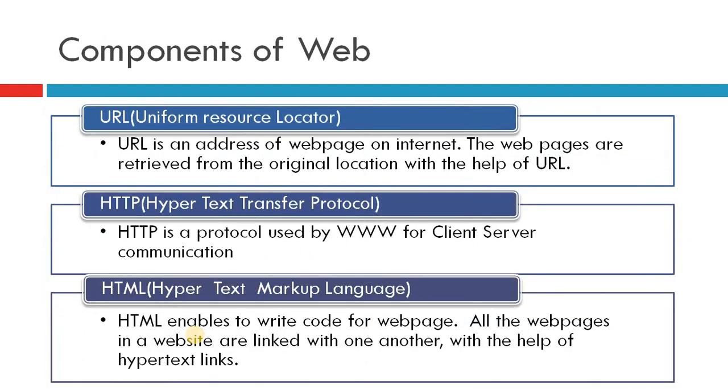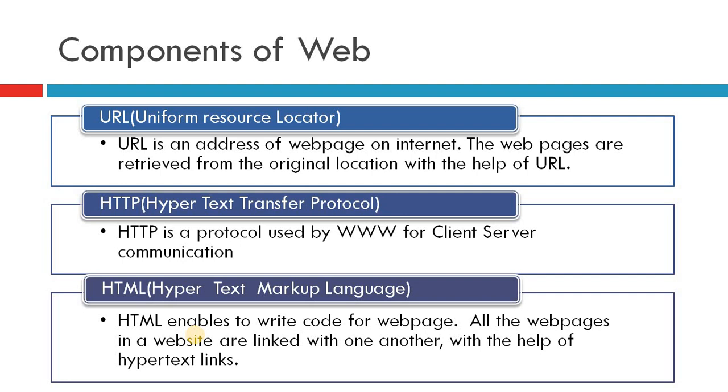Next term is URL. URL stands for Uniform Resource Locator. URL is the web address. Whenever we are typing the address of the web page, that is the URL. One such example is www.cityprideschool.com. This is a URL.